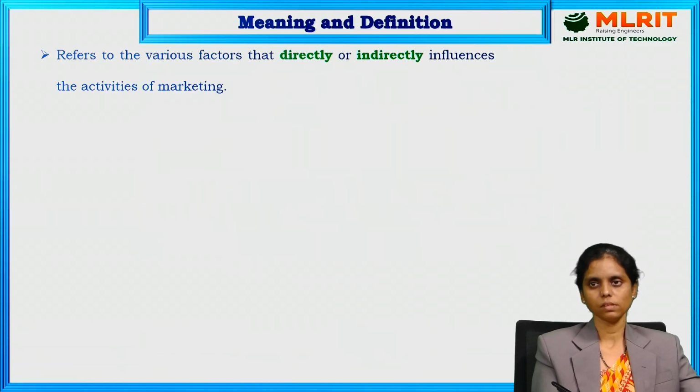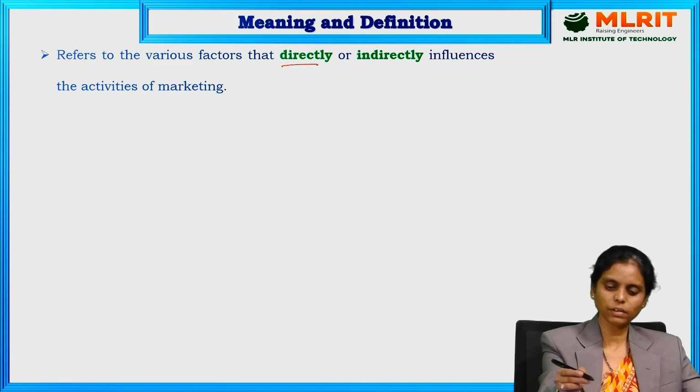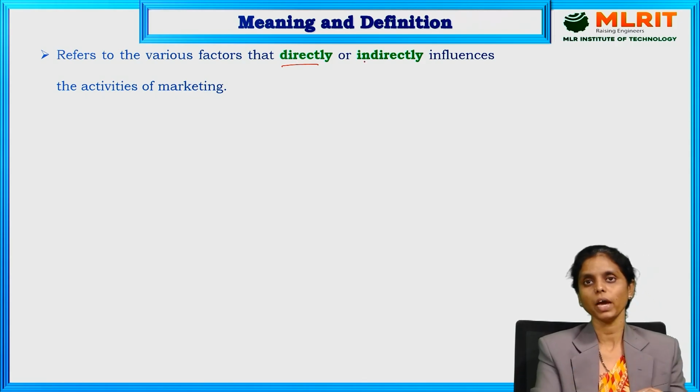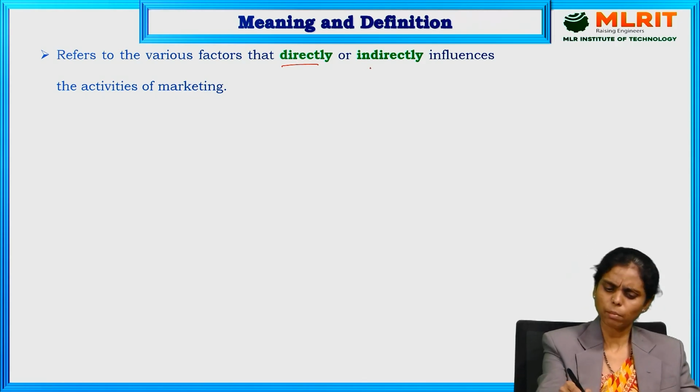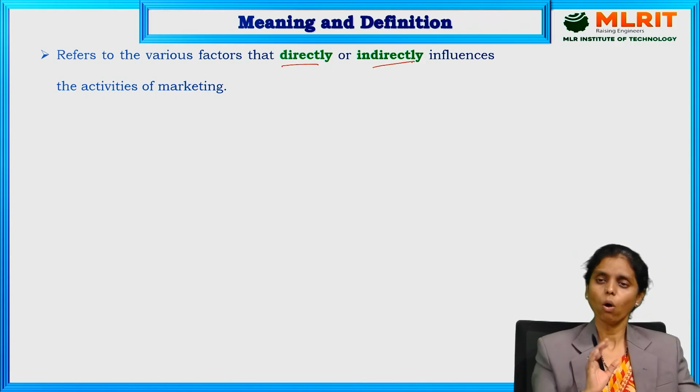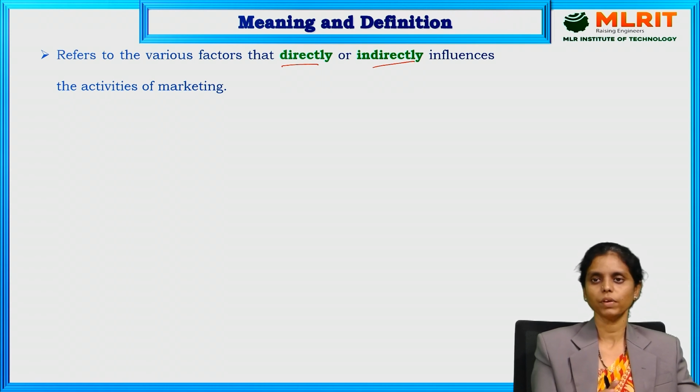Now, let us have a look at what marketing environment means. Basically, as we all know, every business activity will be affected by certain factors. Some might be internal factors, as well as some might be direct factors, and some are external factors that might even be indirect. All such factors we will call marketing environmental factors.